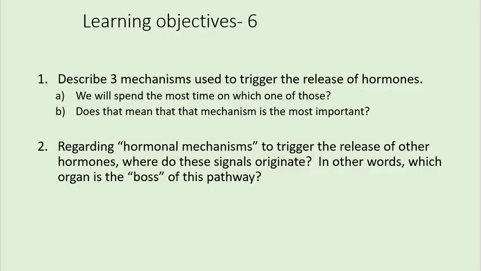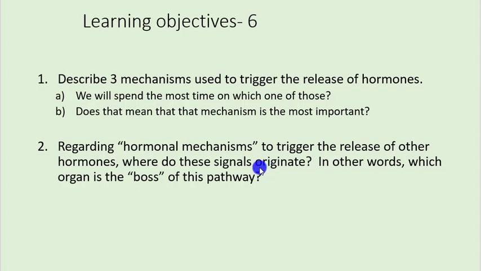This is lecture number 6 in the endocrine system series. Our learning objectives for this are to describe the 3 mechanisms used to trigger the release of hormones, and the one that we are going to care about the most for the remaining lecture. And number 2, regarding hormonal mechanisms to trigger the release of other hormones, which kind of gives you a clue to the answer to number 1.